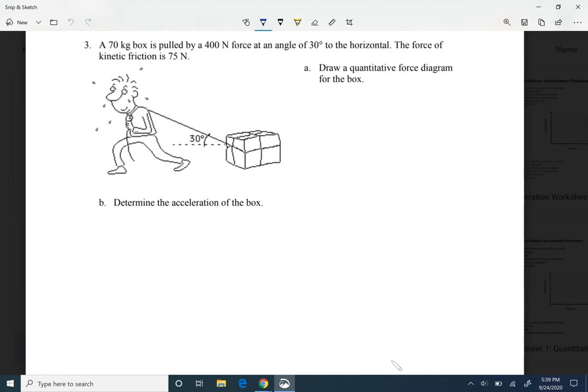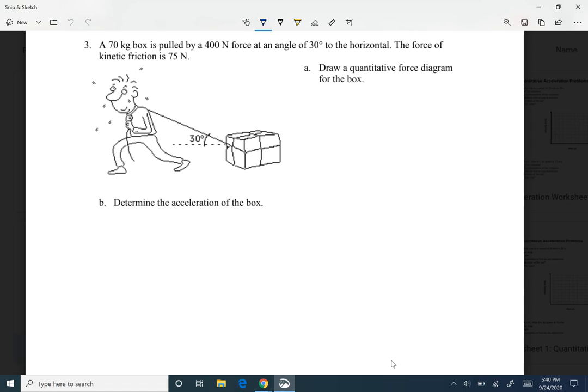Hi guys, I'm going to show you an example dynamics problem that isn't asking for anything special. I just want to be able to show you all of the steps. Okay, so we have a 70 kilogram box being pulled by a 400 Newton force at an angle of 30 degrees above the horizontal, and the force of kinetic friction is 75 newtons. We're going to draw a qualitative force diagram, and we're also going to determine the acceleration.